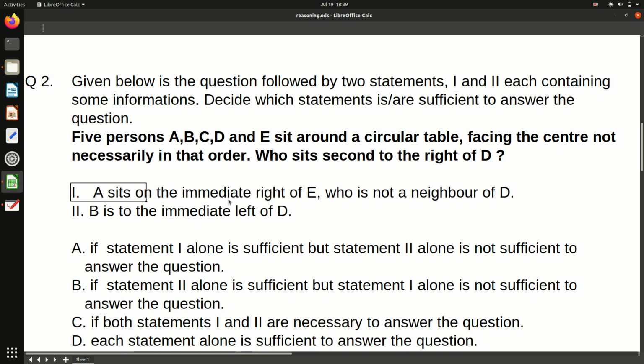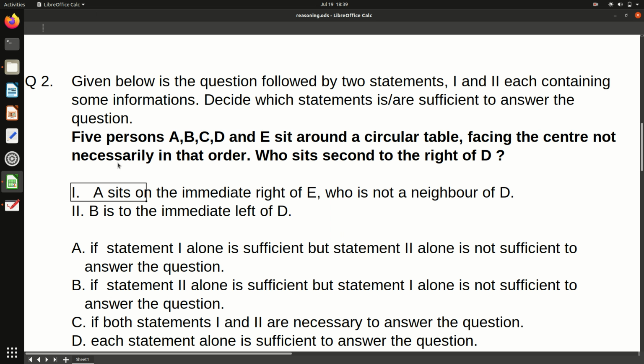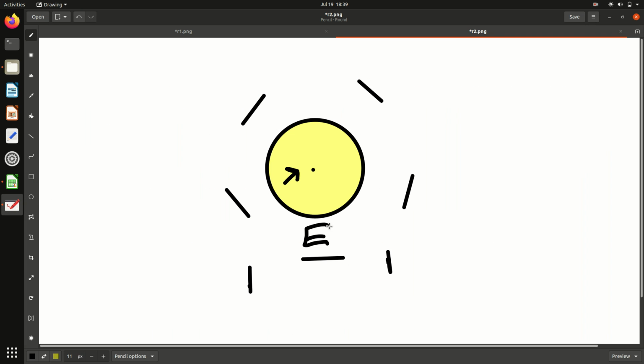It says that A sits on the immediate right of E. So I will put E here. E is sitting here. Now A sits on the immediate right of E. So where is right? This direction is right and this direction is left. Imagine yourself sitting in this position, then your right will be in this direction and left in this. So A is sitting on the immediate right, so A will be here. So two things I got.